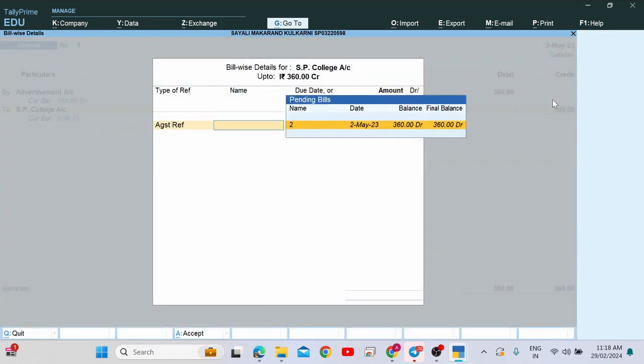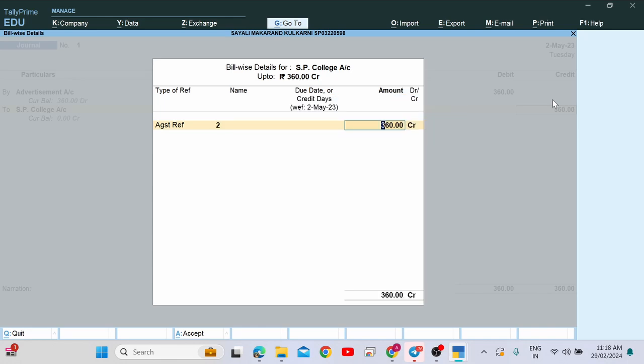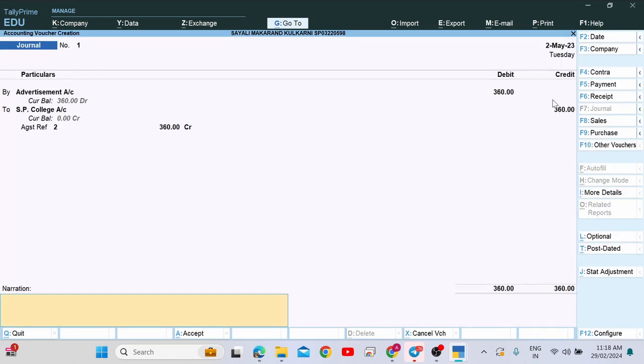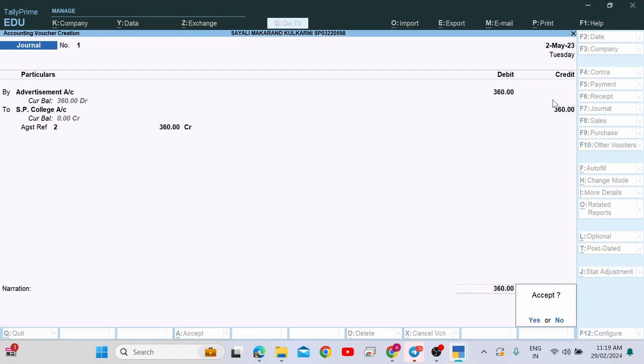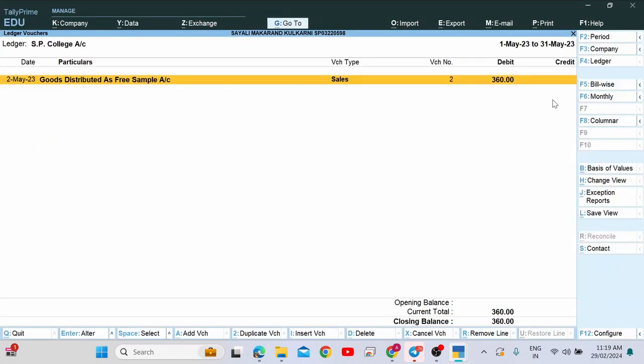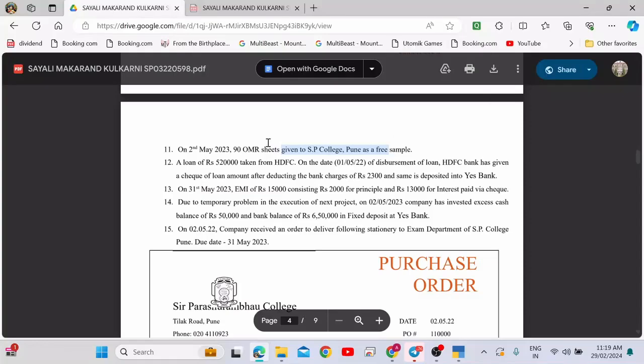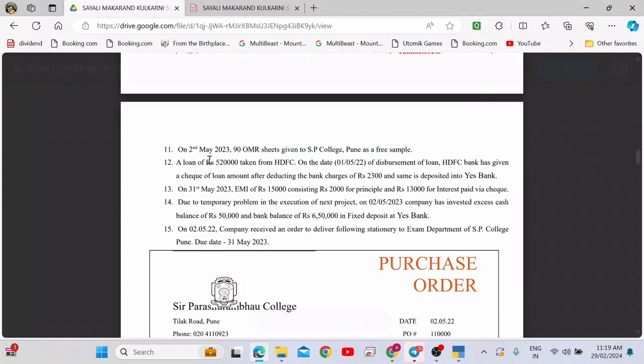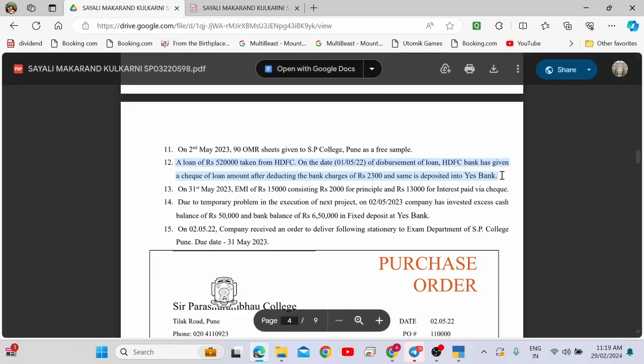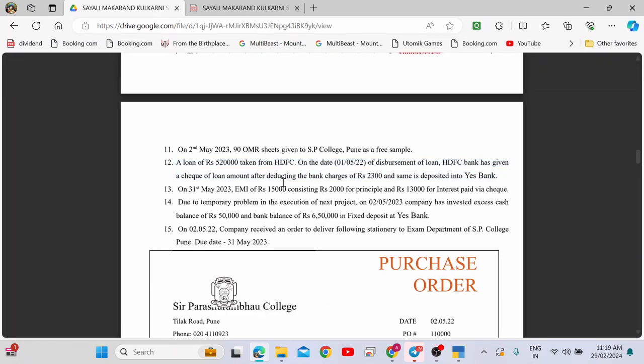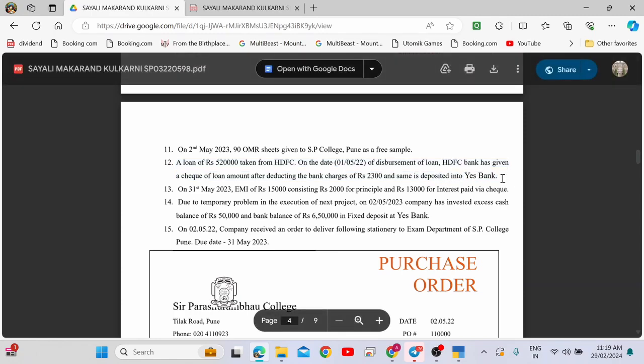Correct. Enter. Against what? Against, we will get the reference. This is again something. Correct. Now this is not a new reference. Just now we have given the reference in the sales. We are reversing that reference by selecting against reference, and then on 2nd May only we will reverse it. And this is how you can pass goods distributed as free sample entry. Easy? Was it difficult? Already you are all experts, therefore you will find it easy, but for me this is difficult.